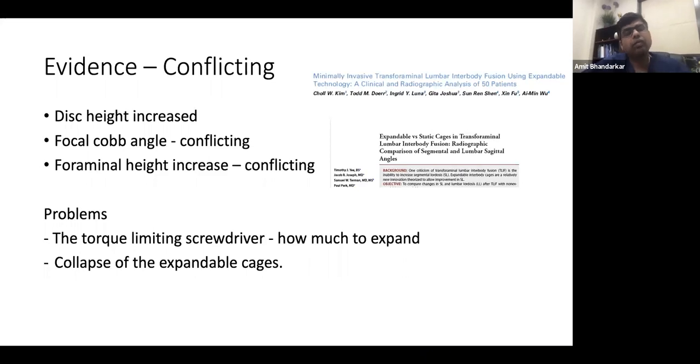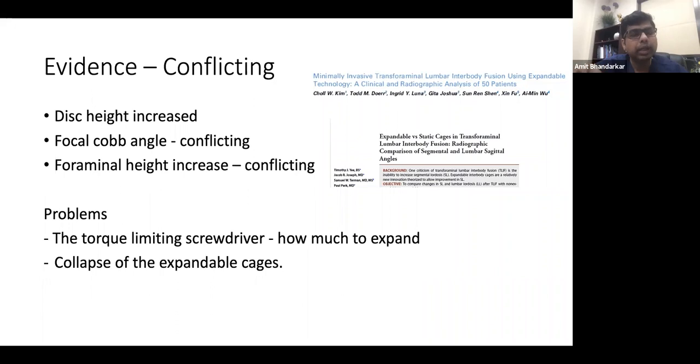So what is the evidence of using expandable cages over the static cages that we have been using for a long time? There has been convincing evidence that the expandable cages do increase the disc height better than the static cages. For the Cobb angle, there is conflicting evidence, and for the foraminal height increase also there is conflicting evidence, but it's trending more towards the expandable cages. But again, the evidence is still coming. These are relatively new technologies, and I think in the near future we will get more convincing evidence for the expandable cages.